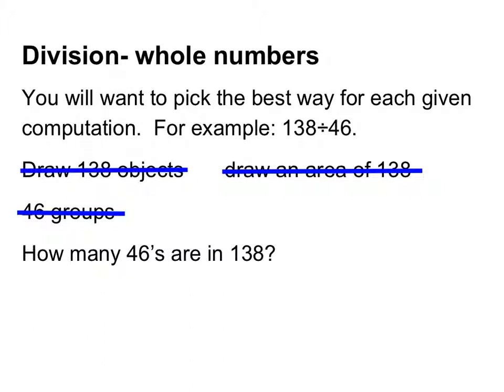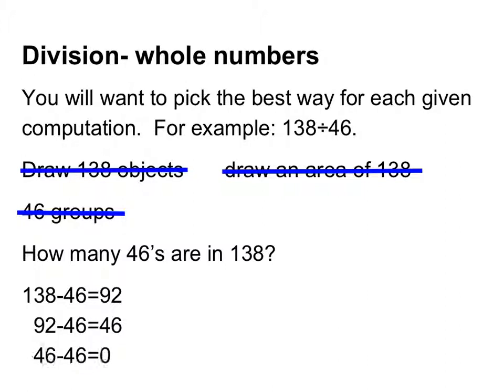This is the one that's going to make more sense. So one way to interpret that is to think of groups of 46, or to think of repeated subtraction, or to think multiplication and use repeated addition. Now, any of those methods would work fine here. Now, if I use repeated subtraction, 138 minus 46 is 92. 92 minus 46 is 46. 46 minus 46 is 0.